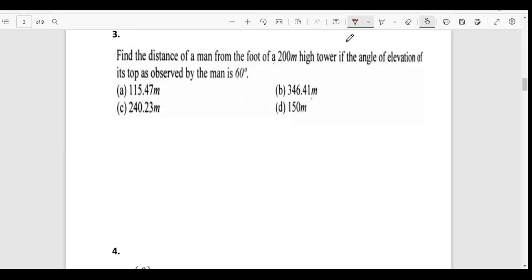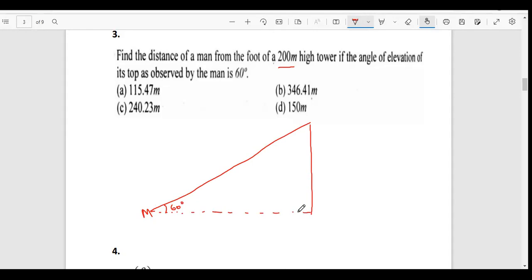Okay, let's try doing it together then. Find the distance of a man from the foot of a 200 high tower if the angle of elevation of its top as observed by the man is 60 degrees. Okay? Imagine that this is a long tower. This is the man. The angle of elevation. They're talking about the angle of elevation. Okay? I can make it again. This is the tower. This angle right here is 60 degrees.